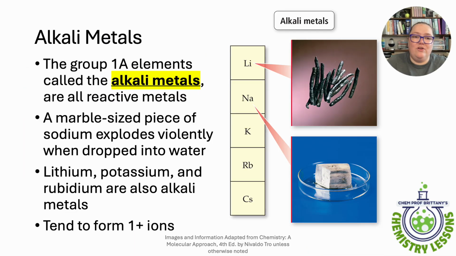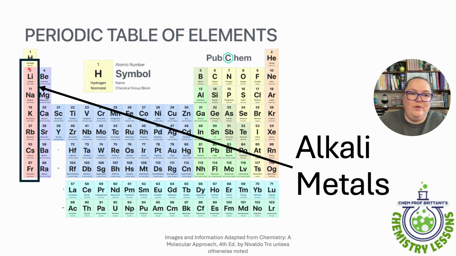Next, we have the alkali metals, which are group 1A. These are all very reactive metals. A marble-sized piece of sodium, so a very small piece of sodium, would explode violently if you were to put it in water. Lithium, potassium, and rubidium are also alkali metals, and they tend to form 1+ ions. They are located here in this first column on the periodic table, and depending on how your periodic table is labeled, that may be in group 1A or group 1.